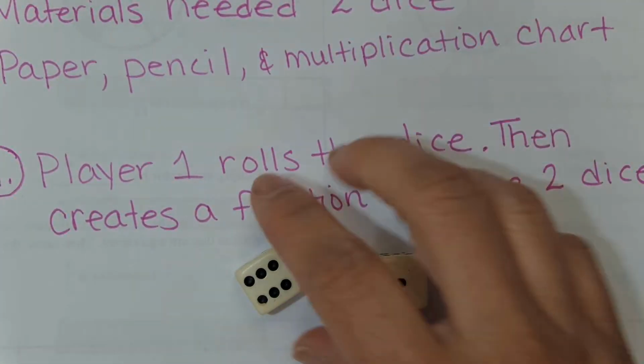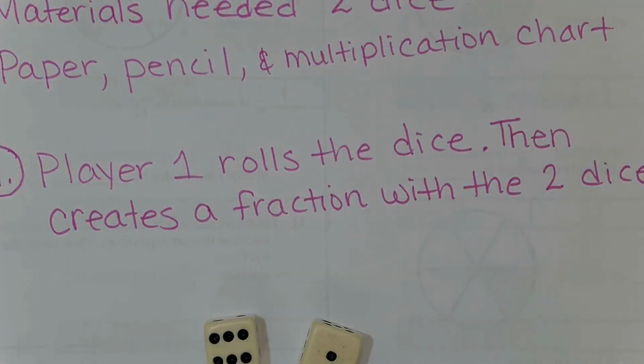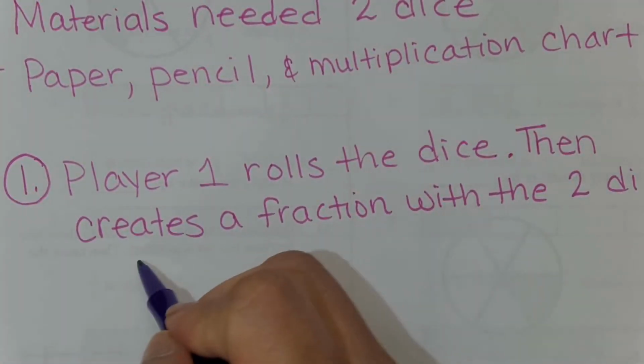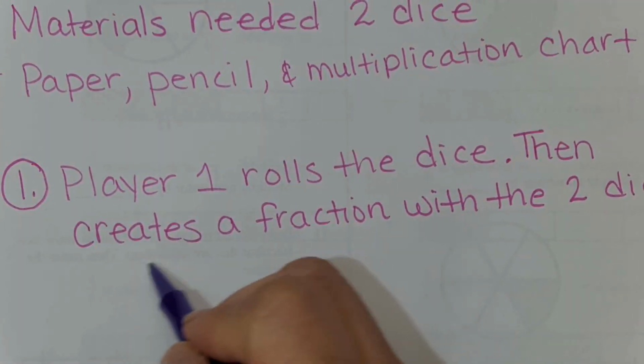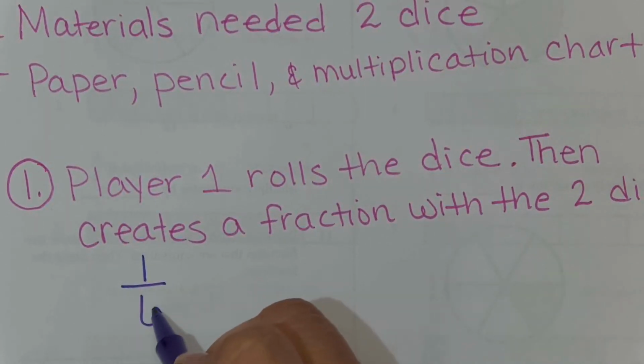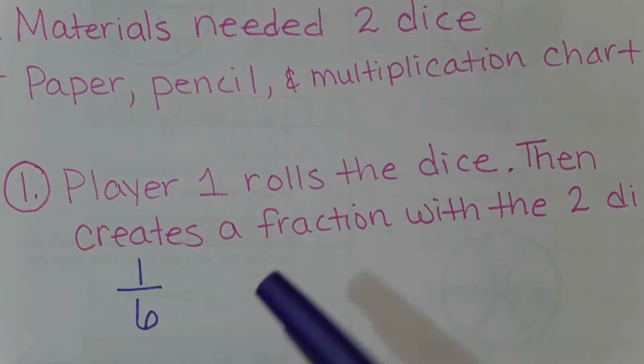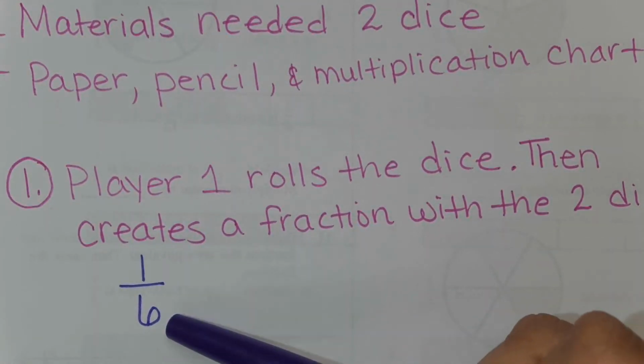Okay, so I have a 6 and a 1. So the fraction I would create would be 1 over 6. So I'm going to write 1 over 6. Okay, you have to create fractions. You cannot create improper fractions. So your numerator has to be less than your denominator.